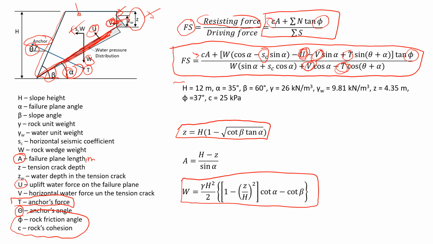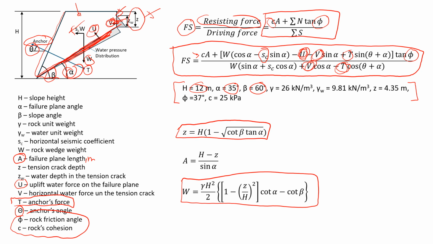Let's say that we have these characteristics of the rock mass. You see that the height of the slope is 12 meters. The inclination of the failure plane is 35 degrees. The angle of the slope face is 60 degrees.